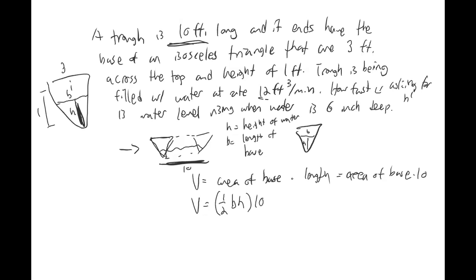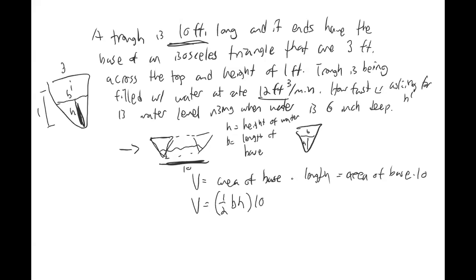It tells you the volume at which the water is running. So it's asking for, I guess water level is like the height. So how fast is the height increasing? Okay, so I want H prime, right? I have V prime. So you see the issue is B prime. The problem doesn't tell us what B prime is.